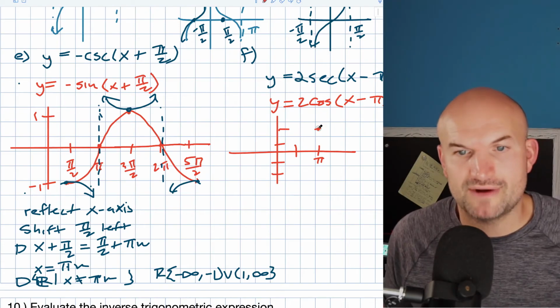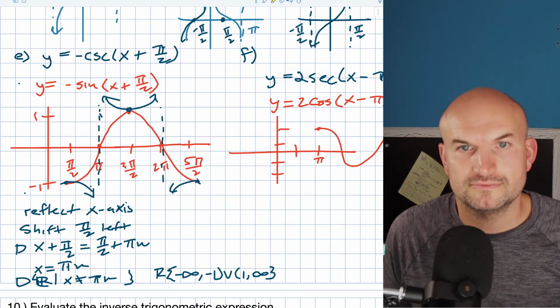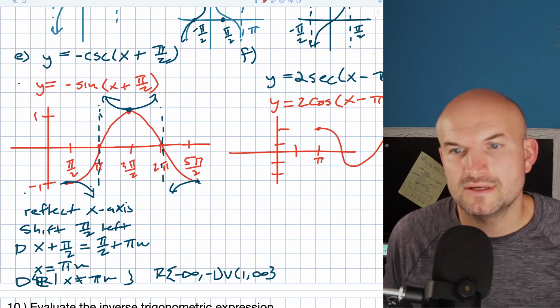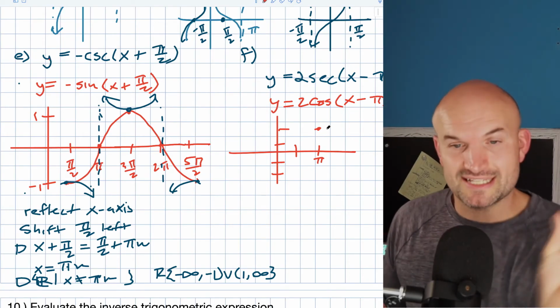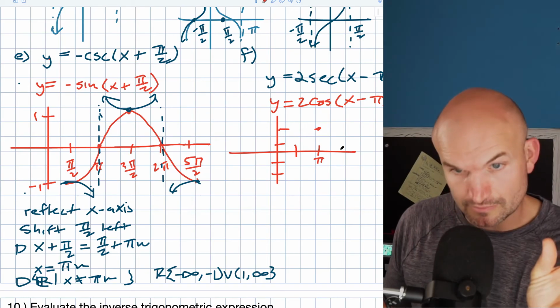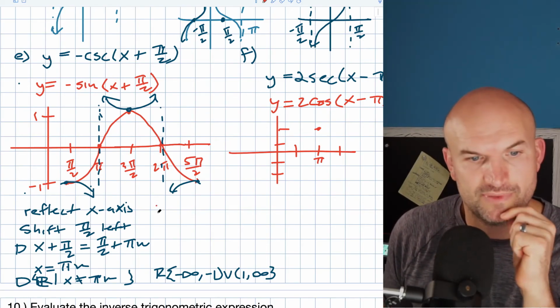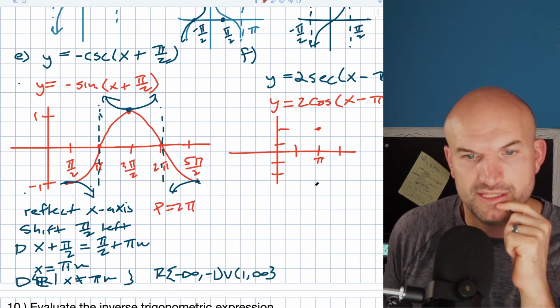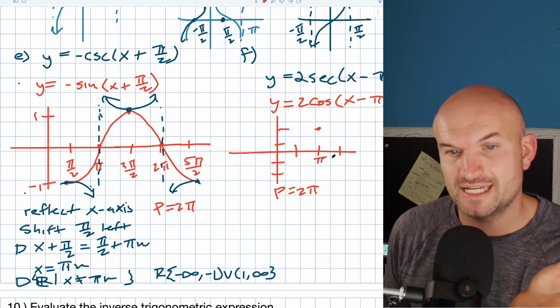Okay, so now the graph is going to look something like that. It still has an x scale because the period is still 2 pi, right? So the period is equal to 2 pi. This one still has a period equal to 2 pi, so therefore the x scale is going to be pi halves.